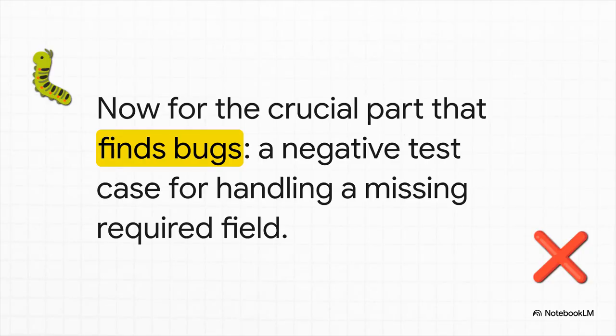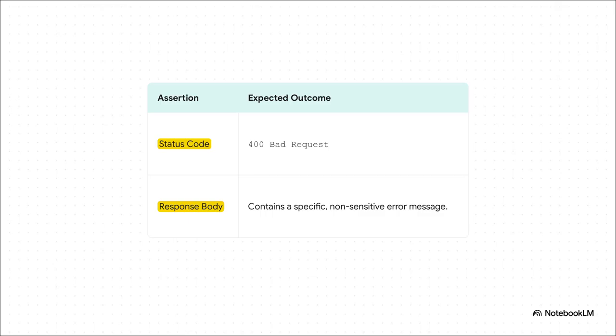Let's run a negative test. What happens if we try to create a user, but we conveniently forget to include the required email field in our request? Okay, here we expect a 400 bad request status. But listen up, because here's the pro tip.